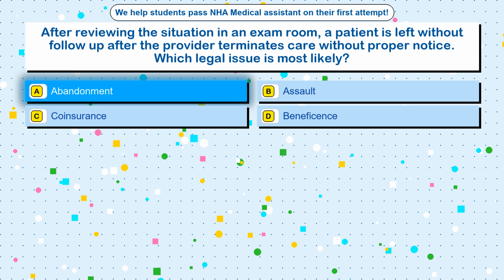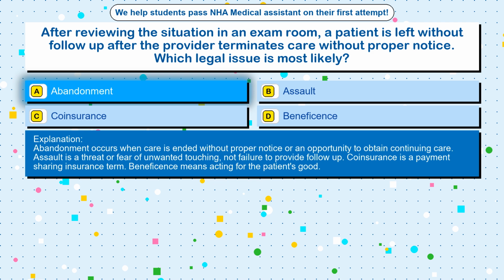Abandonment. Abandonment occurs when care is ended without proper notice or an opportunity to obtain continuing care. Assault is a threat or fear of unwanted touching, not failure to provide follow-up. Coinsurance is a payment-sharing insurance term. Beneficence means acting for the patient's good.